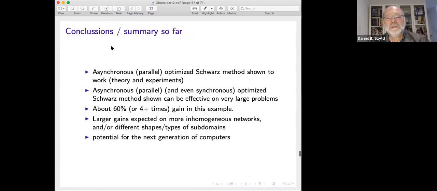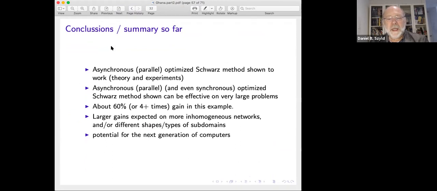So far, what have we learned? That these methods, asynchronous, parallel, optimal Schwarz methods, they work. We have theory. Well, we only have theory for certain cases, but we have experiments for different situations, and they work. They are effective on large problems. You can gain, say, 60%. And the more inhomogeneous your network is, the more advantageous it is to think of these methods.